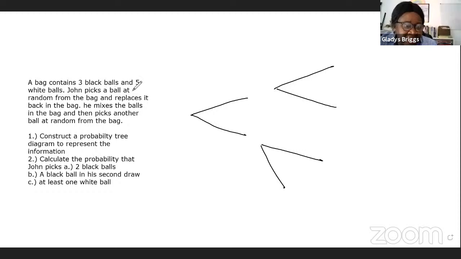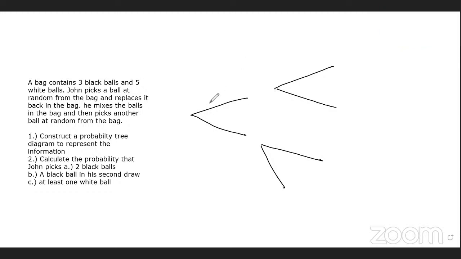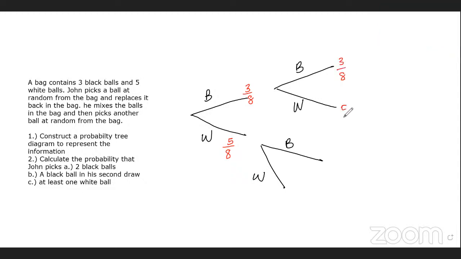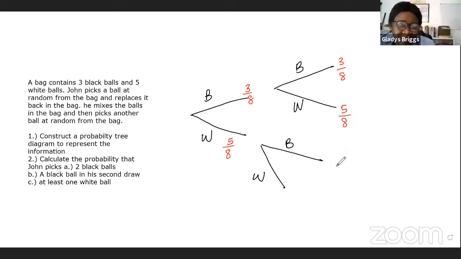A bag contains 3 black balls and 5 white balls. So let me put the black balls and white. Black is 3/8, and 5/8. This is the white. That's like the first one we did. The same numbers but different questions.